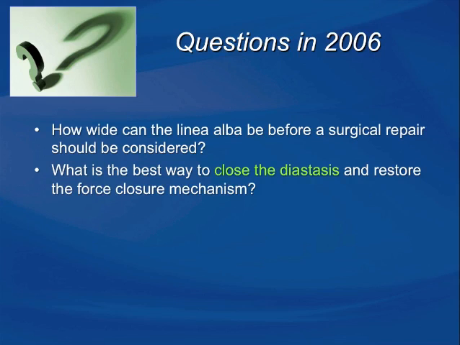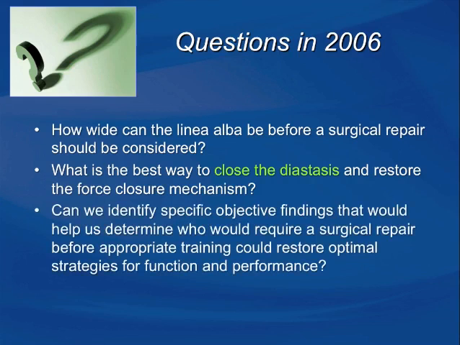What's the best way to close the gap and restore the force closure mechanism? Could we identify specific key findings from the assessment that would help us determine who we should triage to surgery and who could we train to restore optimal strategies for function and performance? So these are the questions that drove the research initially.